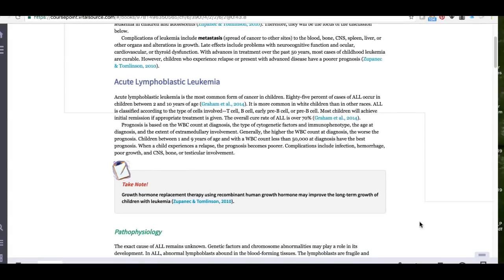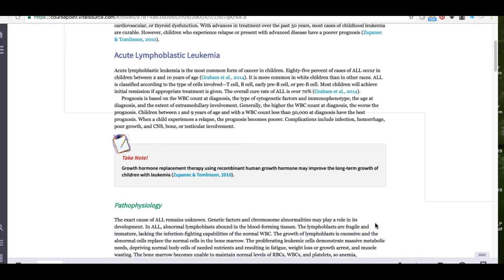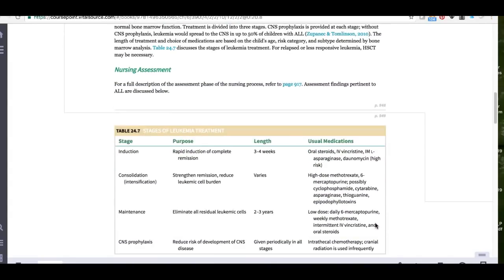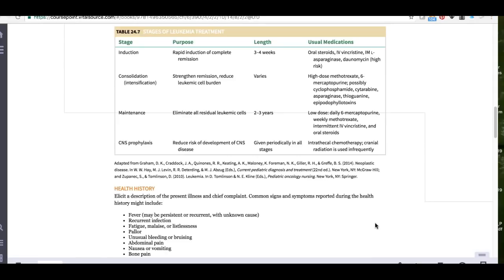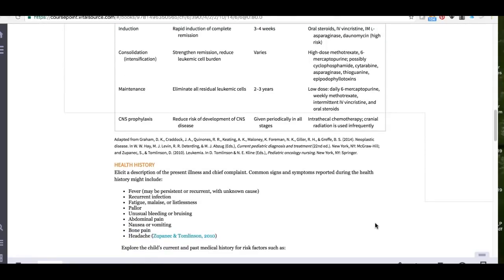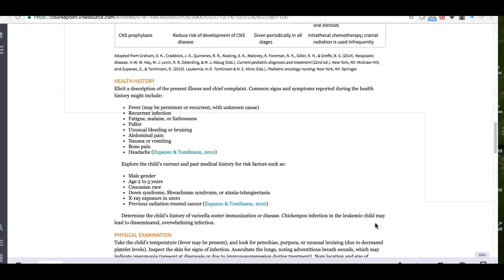They present the same. Again, with a systems focus, you're going to say, what do these kids look like when they come in? They're going to be tired, they're going to be pale, they're going to bruise easy, they may bleed easy, they may have recurrent fevers because their white blood cells aren't working. Okay, here's the pathophysiology. You can read through that. You don't need to know the stages of leukemia treatment. You do need to know what they're treated with. Usually chemotherapy, sometimes radiation. Here are the things that you want to look for on an assessment: fever, pallor, headache, nausea, vomiting, bleeding easy, bruising easy.